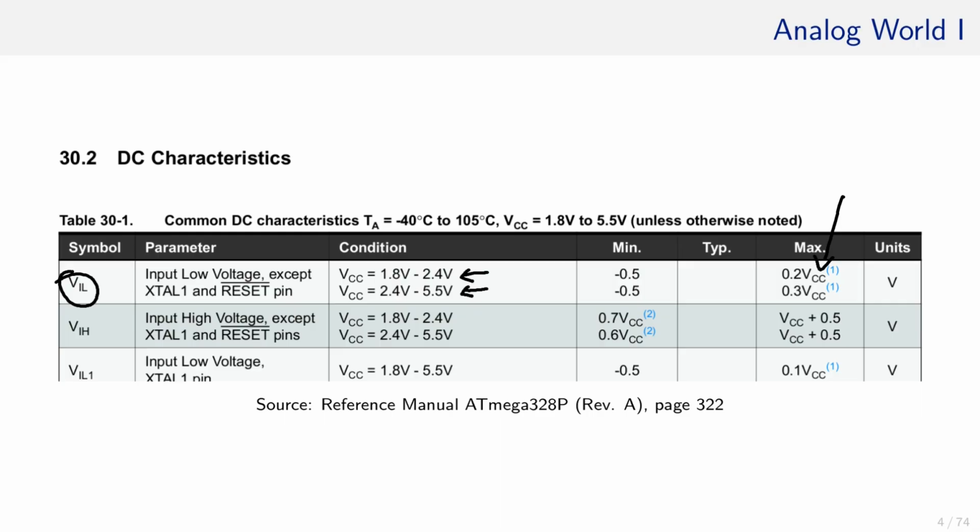For the logic 1, the voltage at the input pin has to be between 0.6 into VCC and VCC plus 0.5 volt. So for the Arduino again, the voltage has to be between 3 and 5.5 volt. As you can see, an analog voltage range is defined to express two distinct digital values.